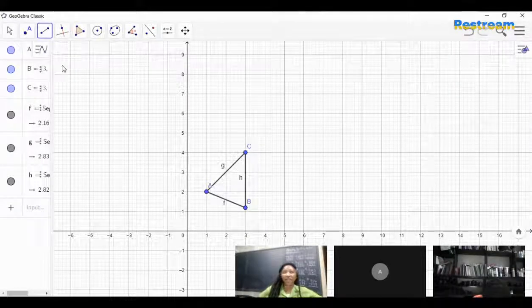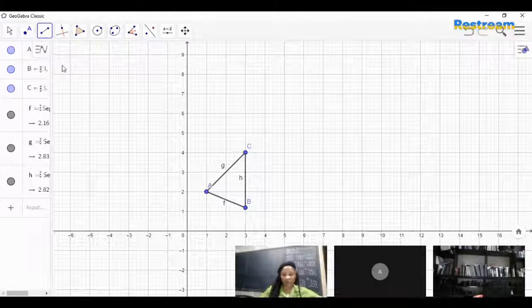All right, so with the enlargement, of course, you know enlargement means it's going to get bigger, right? So the orientation will be the same, but the size definitely is not going to be the same.